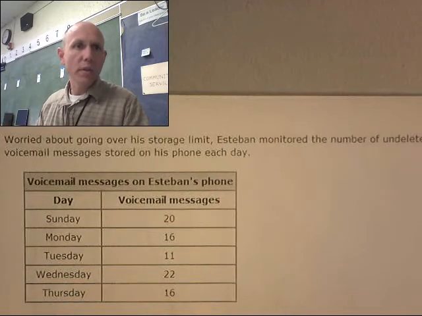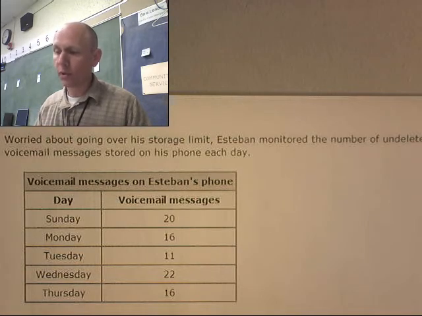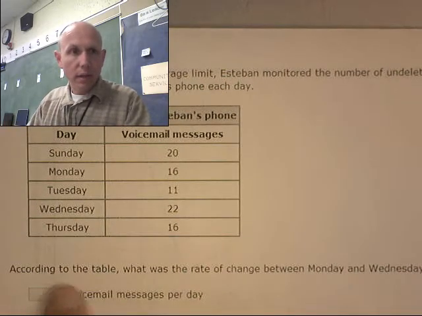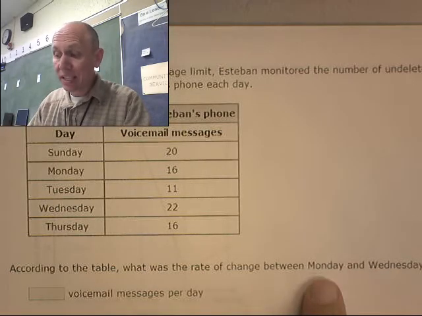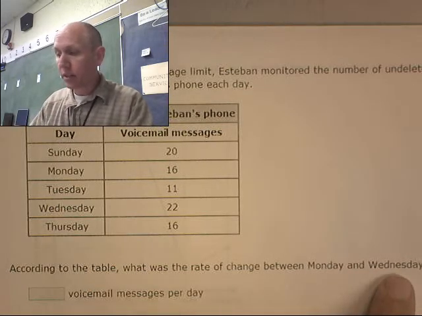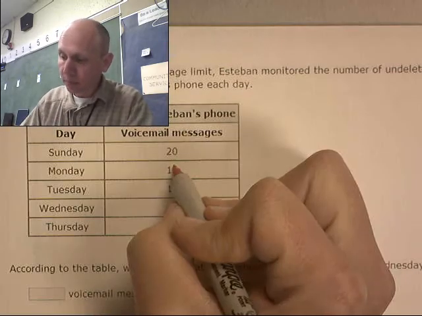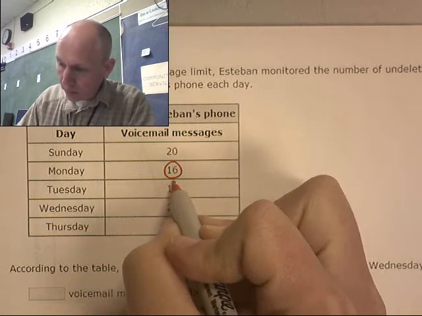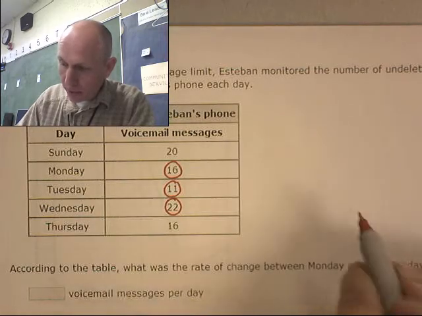Worried about going over his storage limit, Esteban monitored the number of undeleted voicemail messages stored on his phone each day. According to the table, what was the rate of change between Monday and Wednesday? Now this one's different because it's going over a couple days. It's going from Monday to Wednesday. So let's look at Monday. So we have Monday, Tuesday, Wednesday.